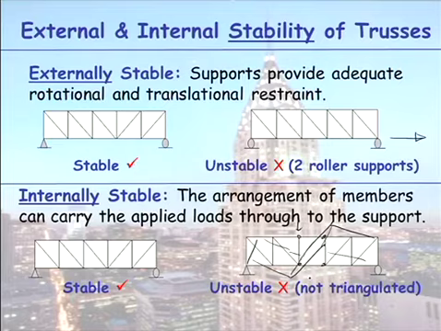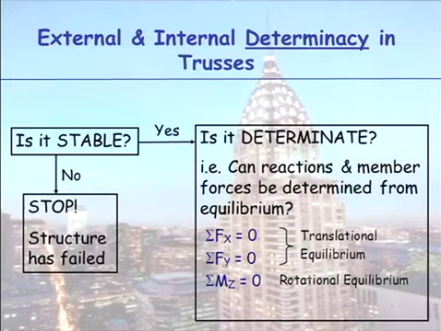So basically, external stability, check your supports, that you have enough of them. Internal stability, ensure it's fully triangulated. Easy. So before you get started, is your structure stable? Of course, next week in the problem set, the questions we ask you to do, they'll all be stable. There's no point asking you to do one that's not stable. Okay? If it's not stable, you have to stop.